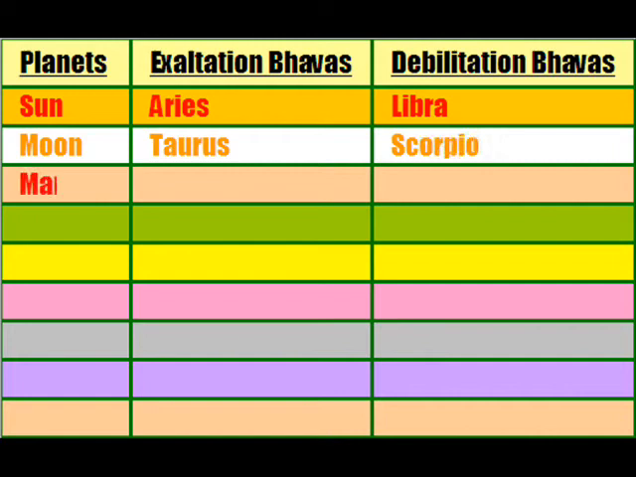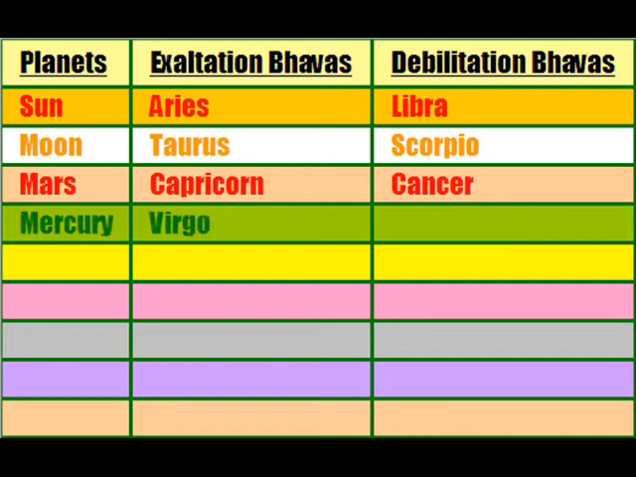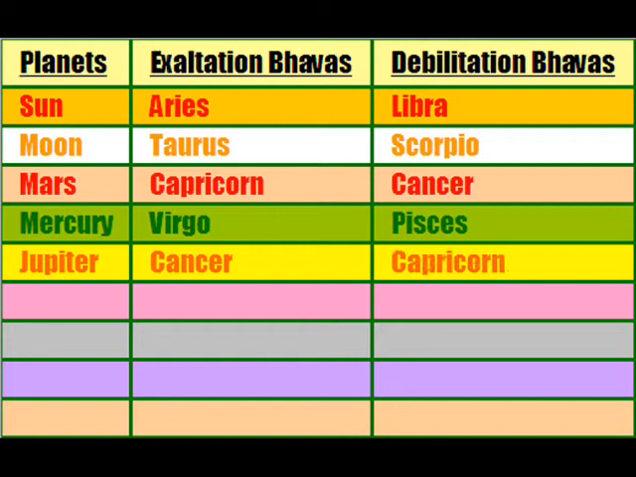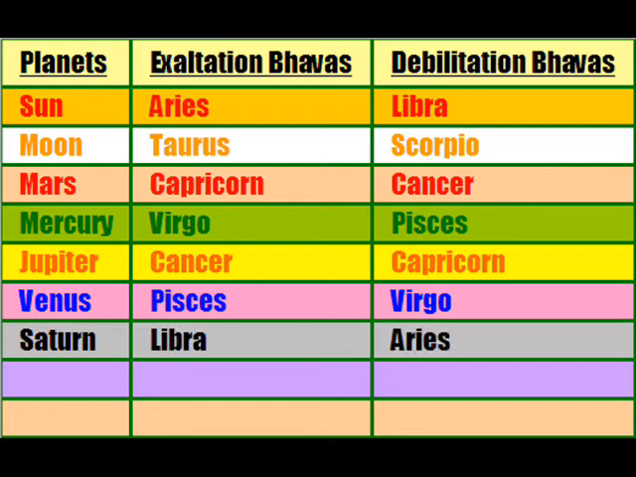Mars gets exalted at Capricorn and debilitated at Cancer. The exaltation house for Mercury is Virgo, the house that it rules in this case, and it is debilitated at Pisces. Jupiter's house of exaltation is Cancer, and it is debilitated at Capricorn. Venus is exalted at Pisces and debilitated at Virgo. Saturn is exalted at Libra and debilitated at Aries.